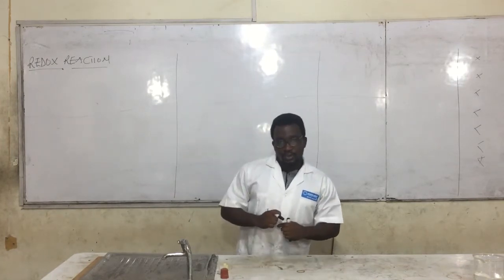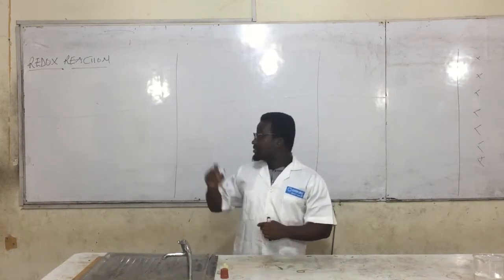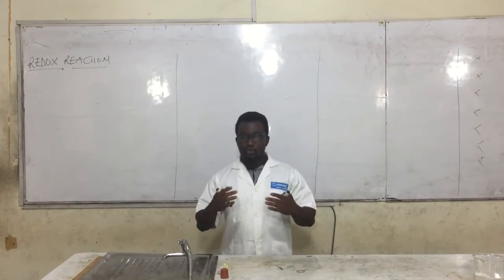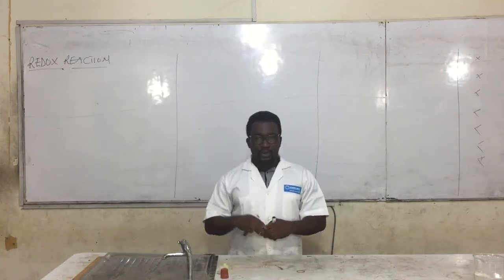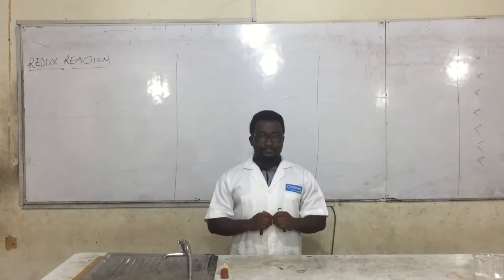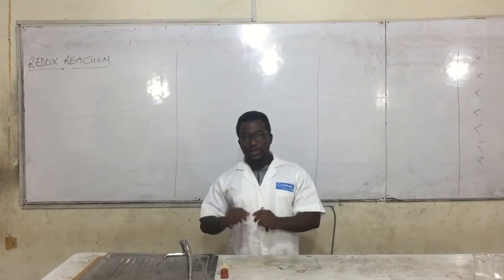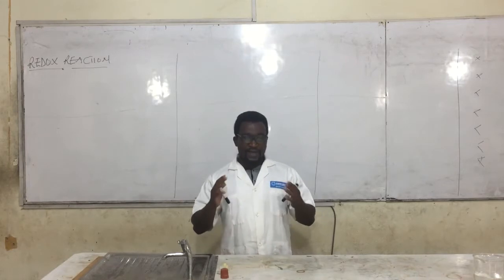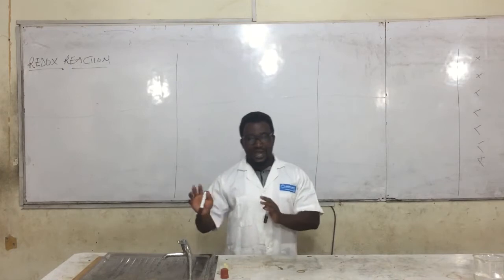Now, I have already introduced the topic, which is redox reaction. In redox reaction, what do we look out for? We look out for two processes. One, oxidation processes, and then we also look out for reduction processes. So, in fact, we are going to look at oxidation reaction, and then we are going to look at reduction reaction.